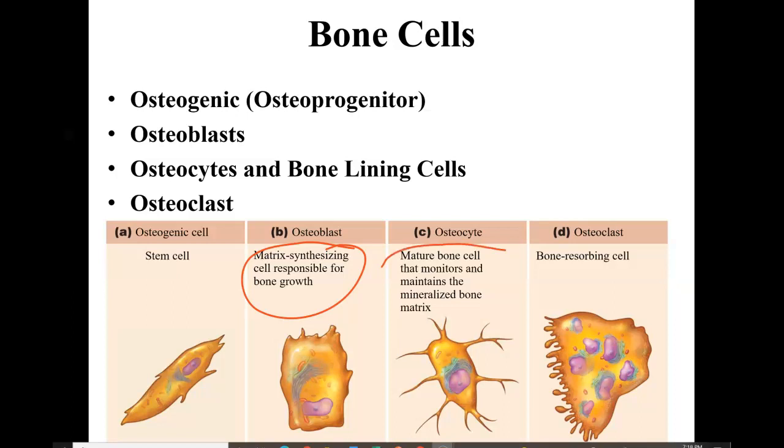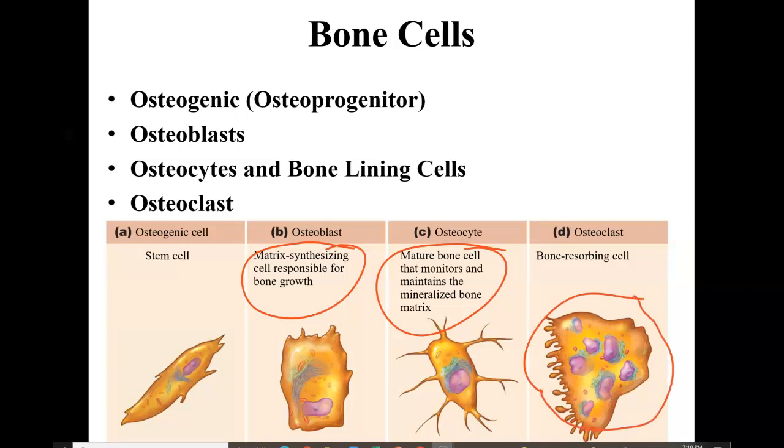The osteocytes here are going to be mature bone cells. With the mature bone cells, you're going to find these in the lacunae of the actual hardened section of the bone. These are going to maintain the health of that bone, and they're going to live in that bone as a mature cell. And then you have your osteoclasts.